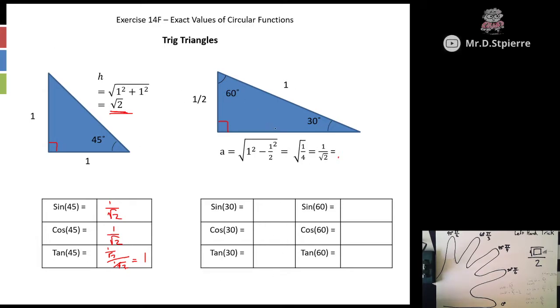Okay, if we build a triangle that has 30 degrees and 60 degrees, and we make one side half and the hypotenuse 1, we can show the adjacent side needs to be the square root of 1 squared minus half squared, which is 1 on the square root of 1 on 4, which is equal to 1 on root 2, which is also equal to root 2 on 2 if we rationalize the denominator. So sine of 30 is equal to opposite on hypotenuse, so we get half on 1, which is equal to half. And sine of 60 is equal to opposite on hypotenuse, so we get root 2 on 2 on 1, which is equal to root 2 on 2.